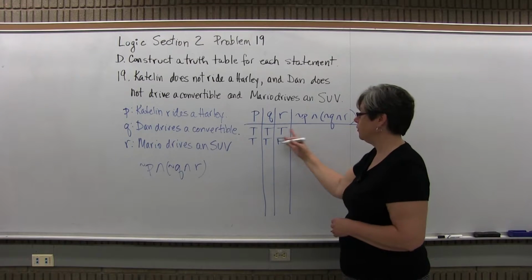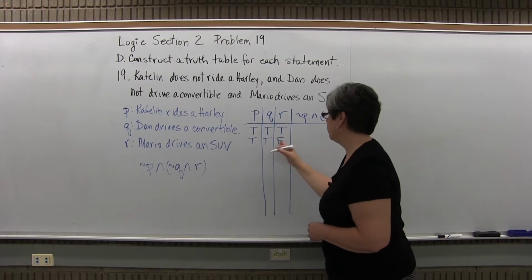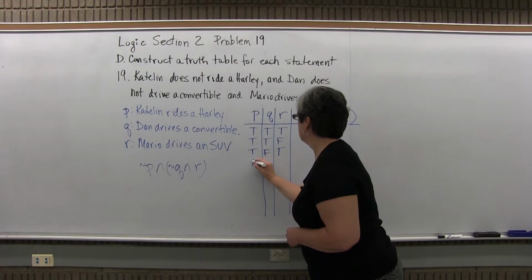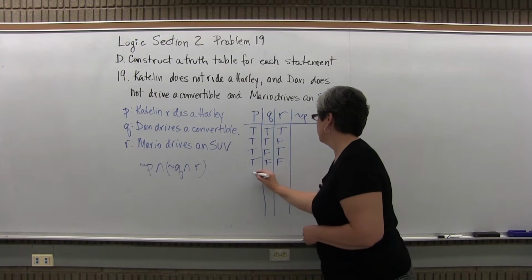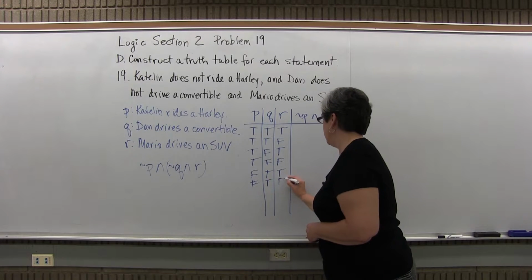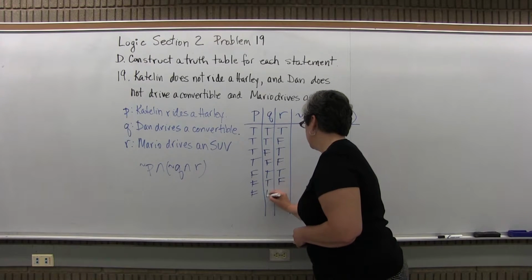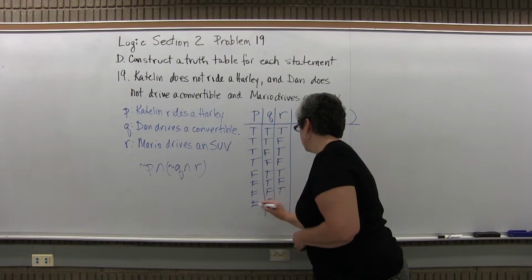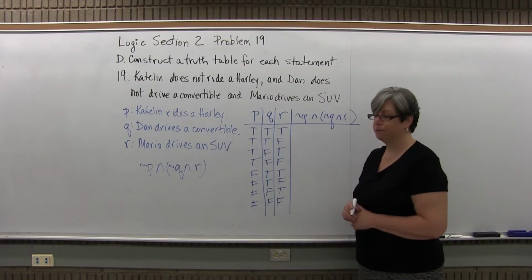Putting in the truth values: true, true, true, true, true, false, true, false, true, true, false, false, false, true, true, false, true, false, false, false, true, and false, false, false.